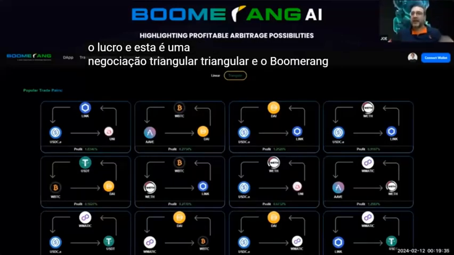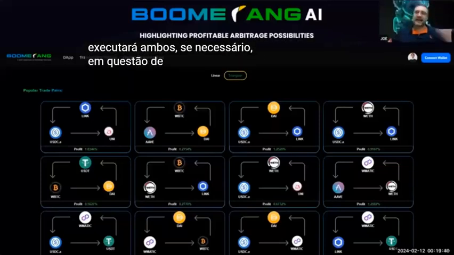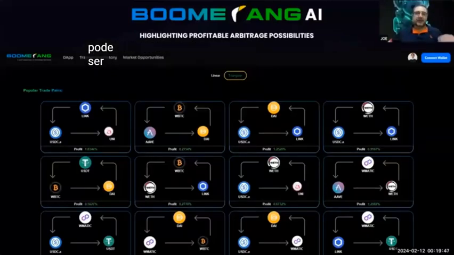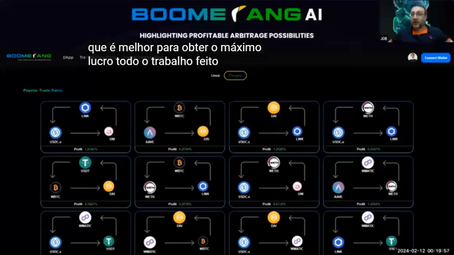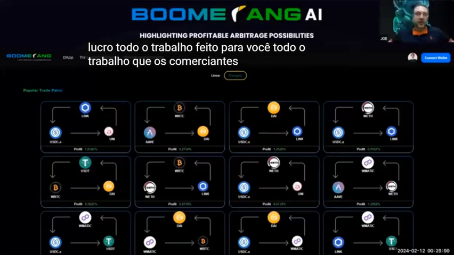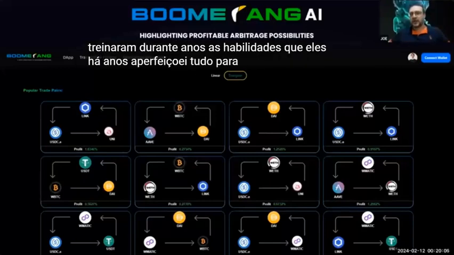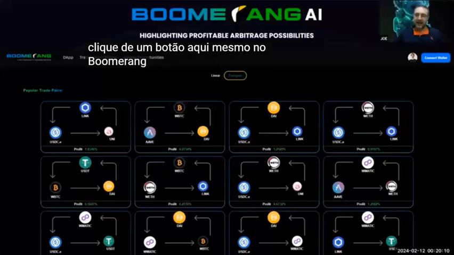And Boomerang AI will execute both of these if necessary. In a matter of seconds, the AI will assess the asset and where that asset can be capitalized on best, and the route that's best in order to make the most profit. All of the work done for you, all of the work that arbitrage traders have trained for years, the skills they've honed for years, all done for you at the click of a button right here in Boomerang AI.